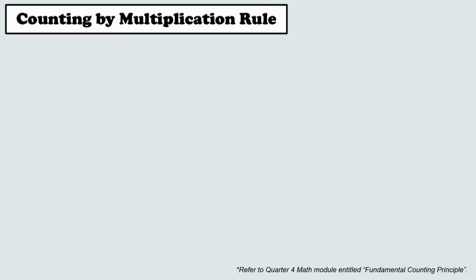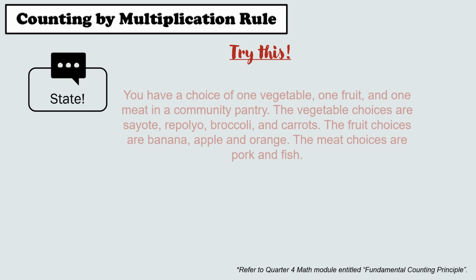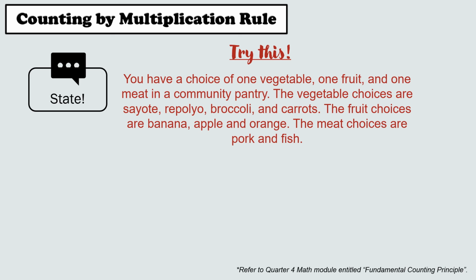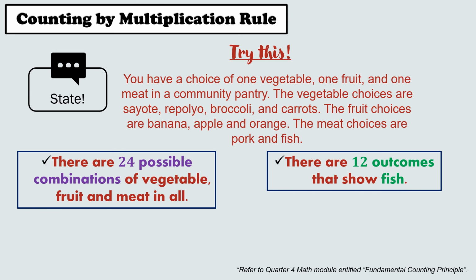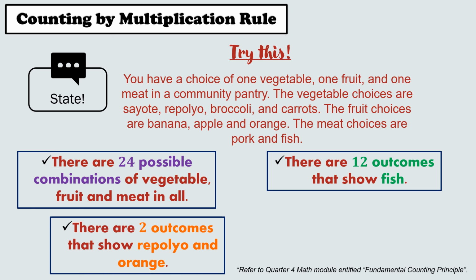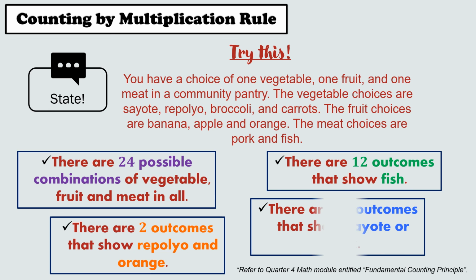Now that we've finished solving, we state our conclusions. Given vegetable, fruit, and meat choices in the community pantry, we get a total of 24 possible combinations if we choose one vegetable, one fruit, and one meat. There are 12 outcomes in all that show fish. There are only 2 outcomes that show repolyo and orange in our choices, while there are 15 outcomes in all that contain either sayote or pork.